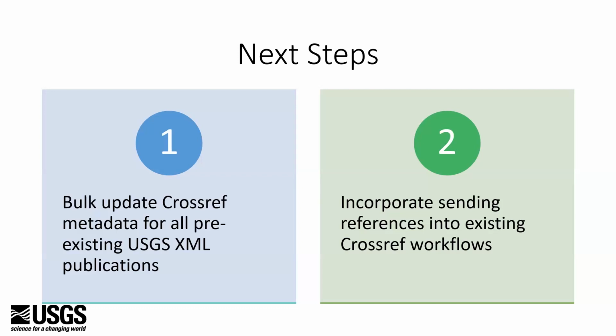That being said, there are only about 500 XML publications whose Crossref metadata we can update. And there's not really a plan to convert historical USGS publications to XML. That being said, 500 publications is better than nothing. We're also working to incorporate this new transformation code into existing workflows here at USGS, so that references from all future USGS XML publications are sent along with the XML package to Crossref moving forward.